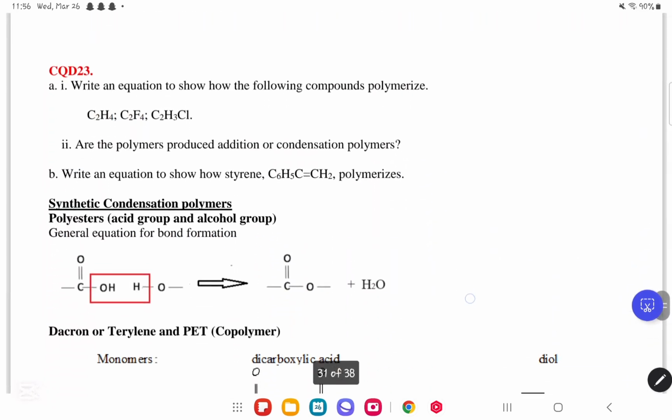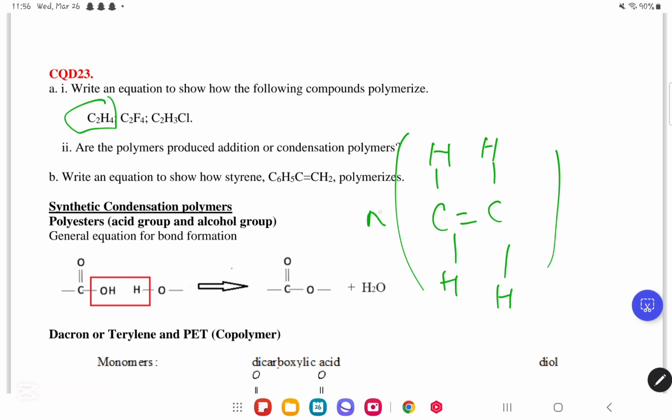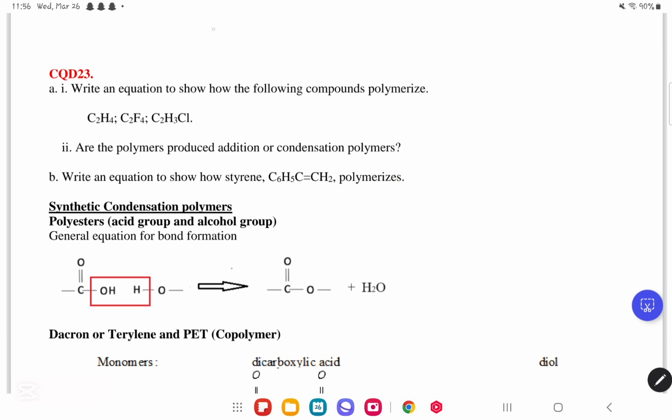Let us go down, we also have CQD number 23. Write an equation to show how the following compounds polymerize. First of all, take C2H4, C double bond C, H, H, H, H. Okay, it is like this first, then the double bond will break, and it will look something like this. It will be C single bond C, bond here, you will have H, H, H, H, and you will have an n over here. So like that, we finished C2H4.